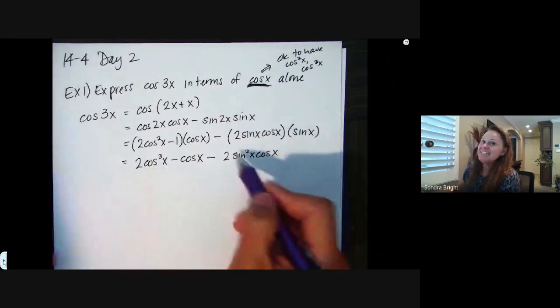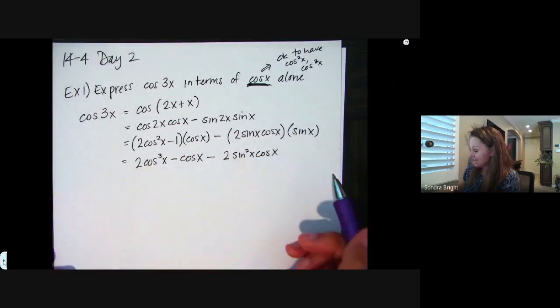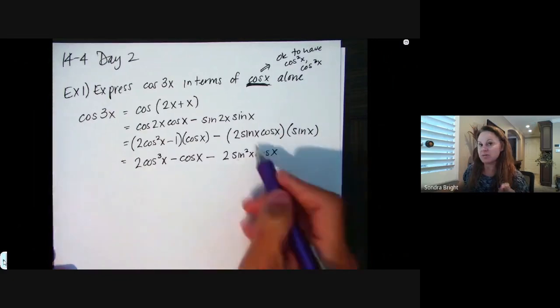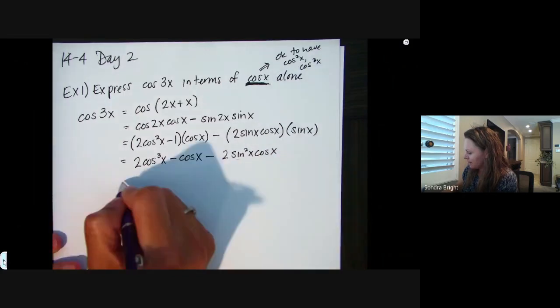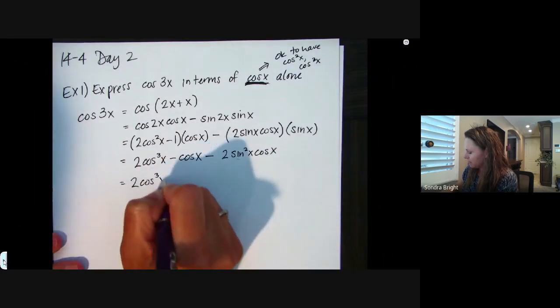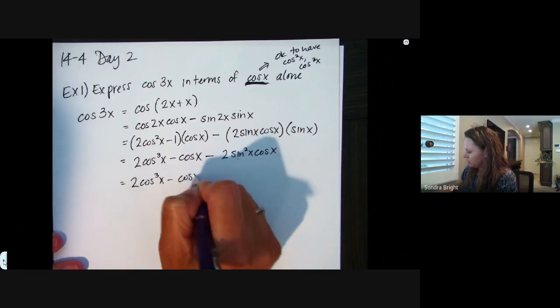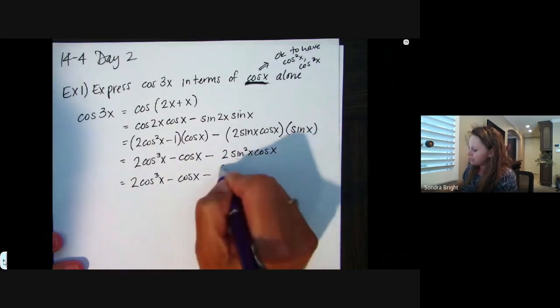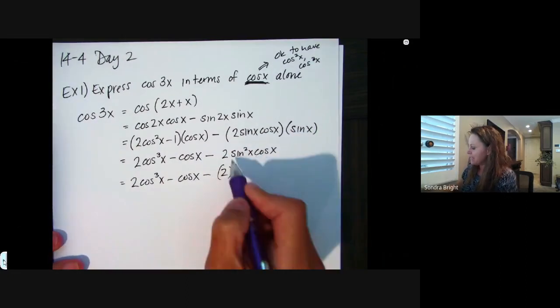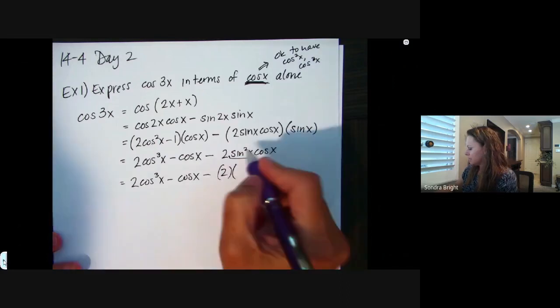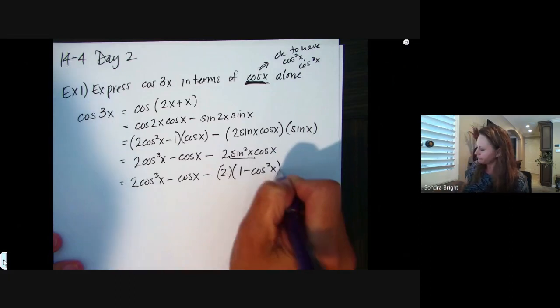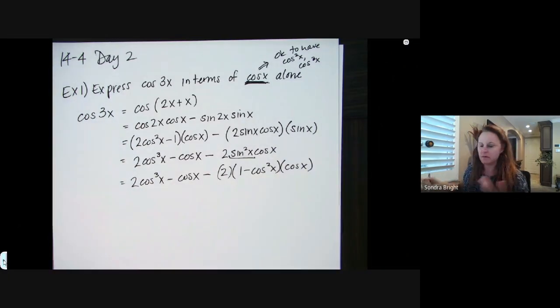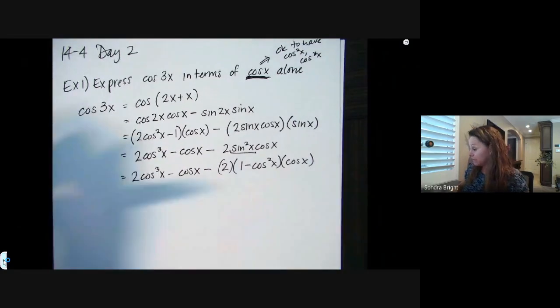But we have an identity for that. The Pythagorean identity says sine squared plus cosine squared is 1. So rearranging it means that I can rewrite that in terms of, I have a 2 times, instead of sine squared, I'm using the Pythagorean identity that says it's 1 minus cosine squared. And then I still have a times cosine of x. I guess I should have attached the 2 over there. Oh well. Okay, so now we're going to distribute into the 1 and into the cosine.